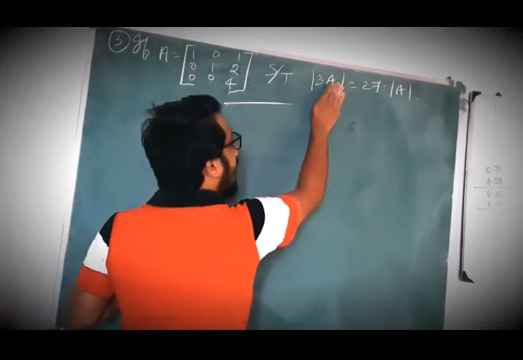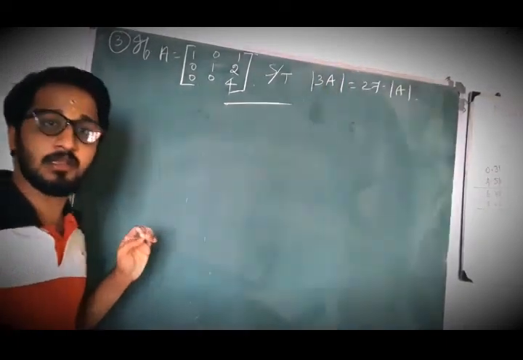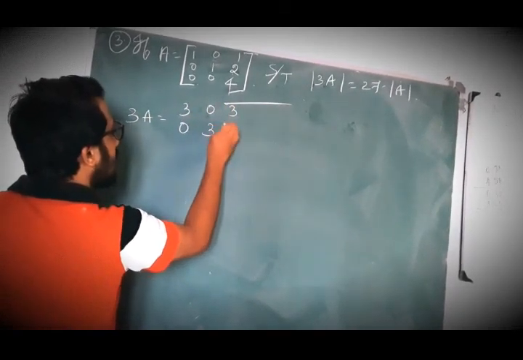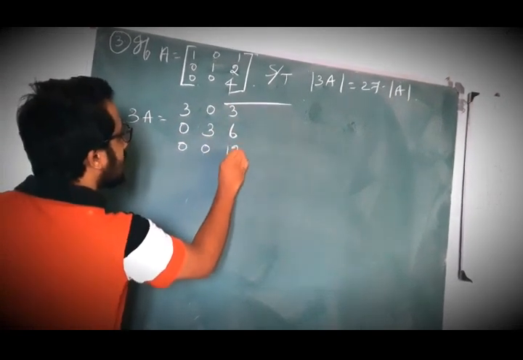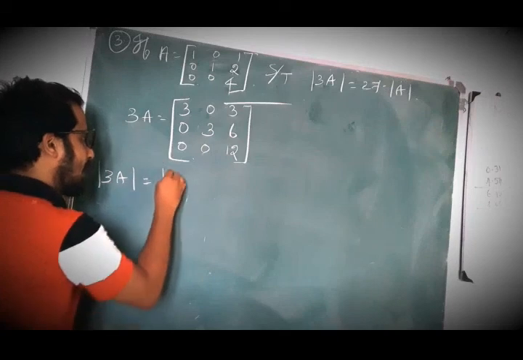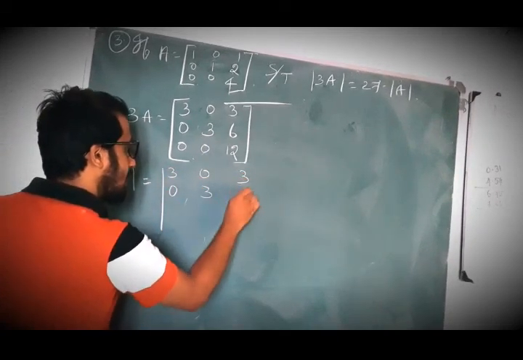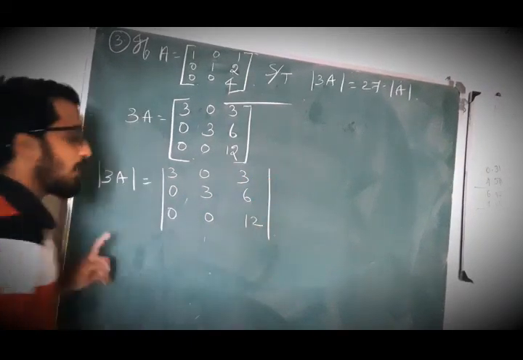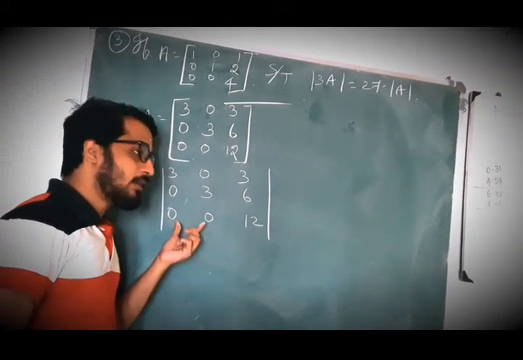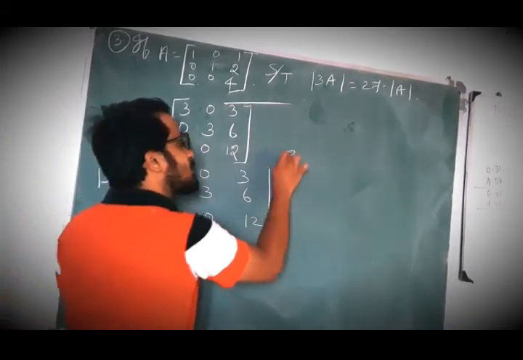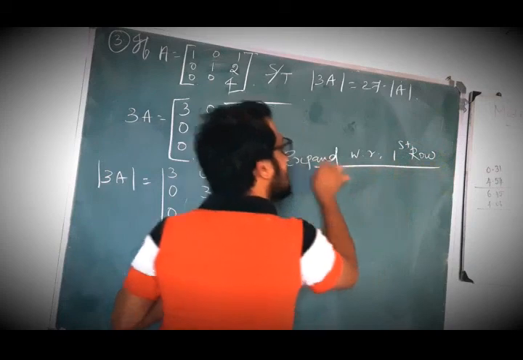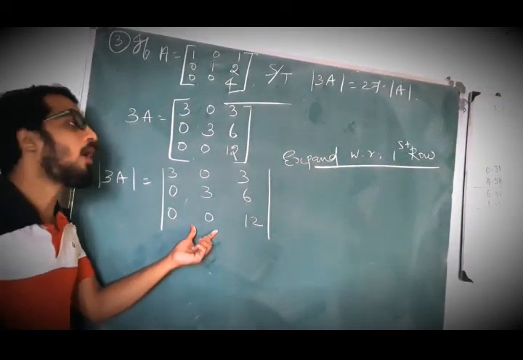First, the left hand side, 3A. Inside the determinant I have scalar multiplication, that is nothing but 3A. First I am finding that 3A is equal to 3, 0, 3; 0, 3, 6; 0, 0, 12. So now determinant 3A is nothing but the determinant of 3, 0, 3; 0, 3, 6; 0, 0, 12. For a 3 by 3 matrix, listen here carefully, to find the determinant, you have to expand with respect to the first row, with alternating plus and minus signs.